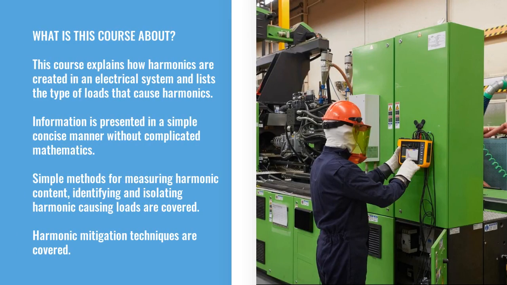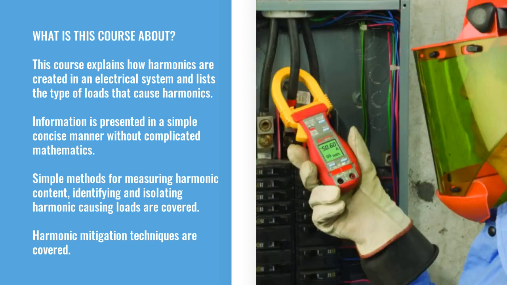This course explains how harmonics are created in an electrical system and lists the type of loads that cause harmonics. Information is presented in a simple, concise manner without complicated mathematics. Simple methods for measuring harmonic content, identifying and isolating harmonic causing loads are covered. Harmonic mitigation techniques are also covered.